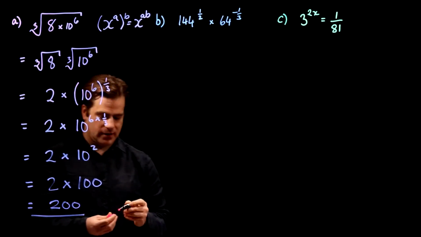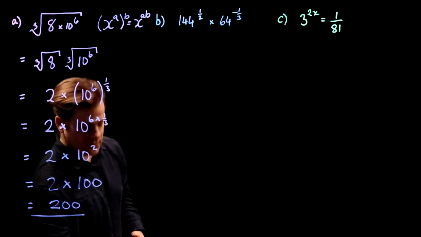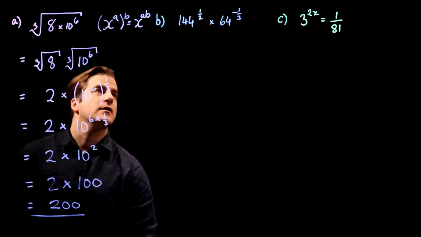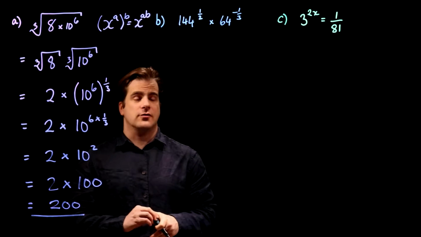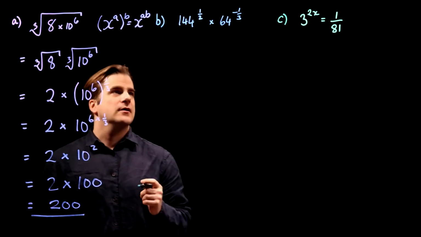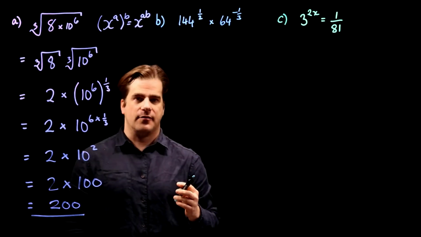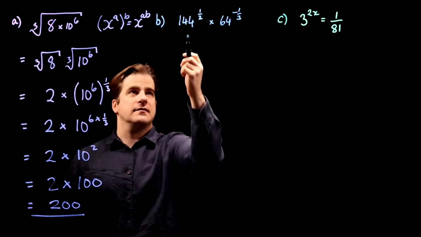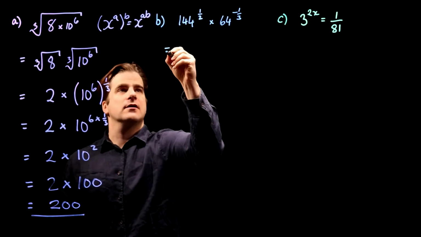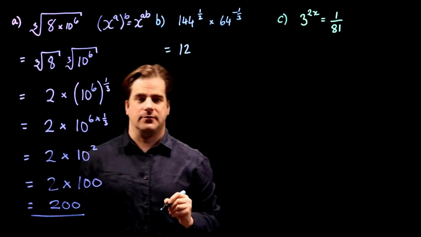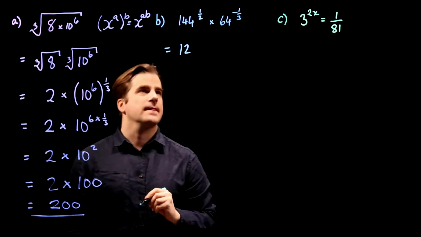Good. Right, next one. 144 to the half times 64 to the minus a third. Right, well this bit's easy. 144 to the power of a half means square root. And square root of 144 is just 12. 12 times 12 is 144.